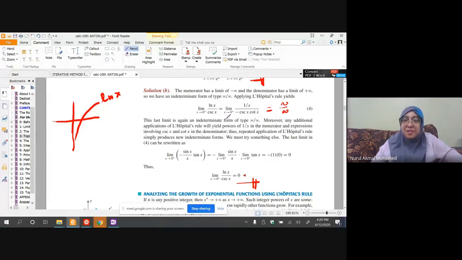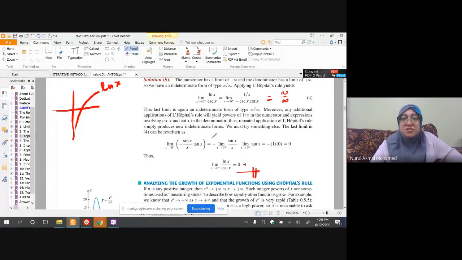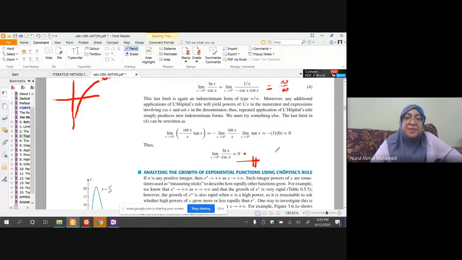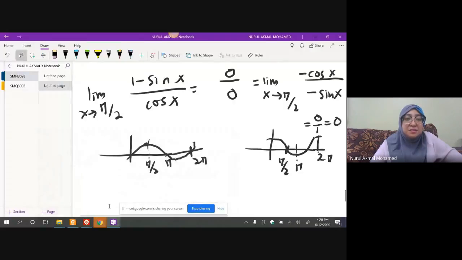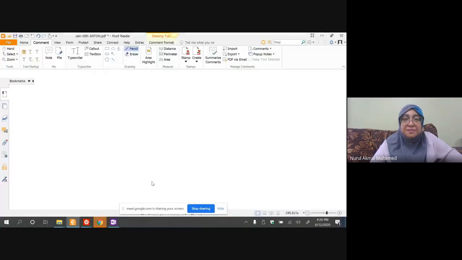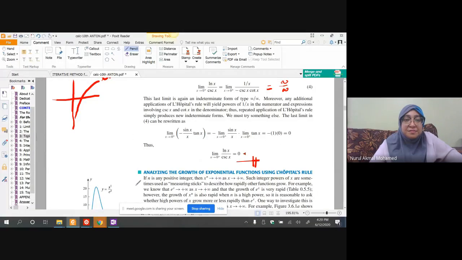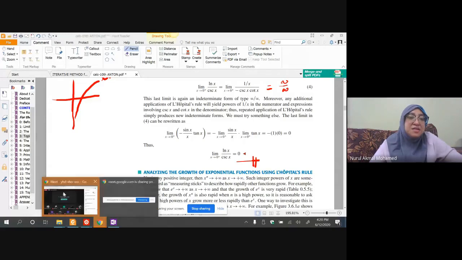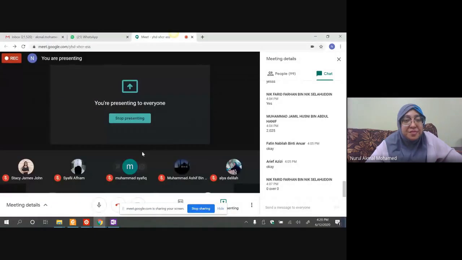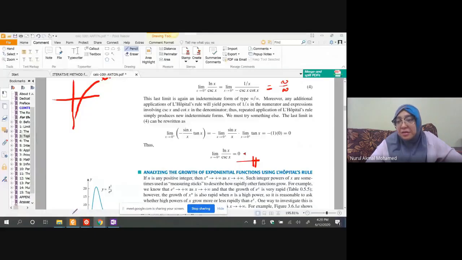Okay, so this is a better way, which is by trying to simplify it. Since you know that the limit of sine x divided by x is obviously equal to 1, then it can be simplified. Okay, so any questions? Is it clear? Anyone want to ask questions? Anyone? No? Okay, good.